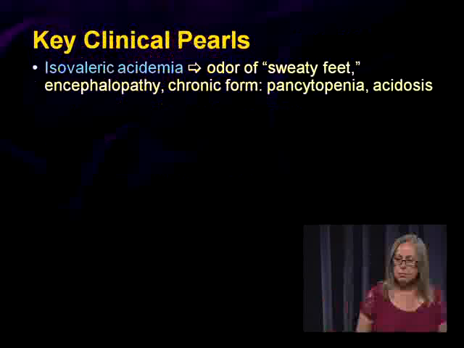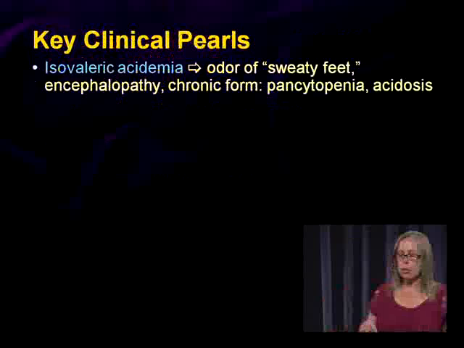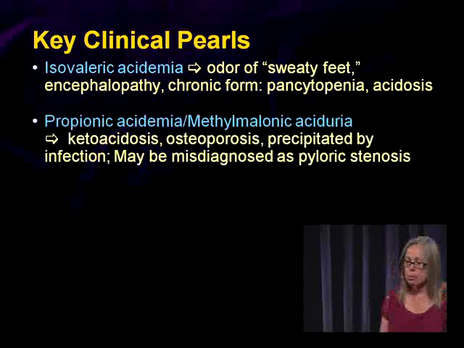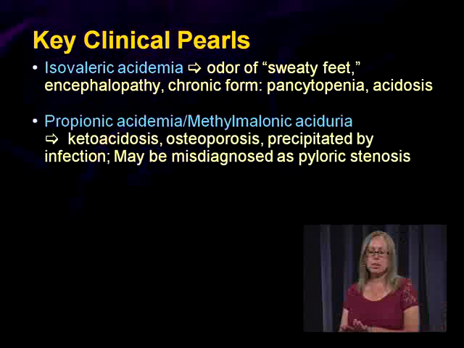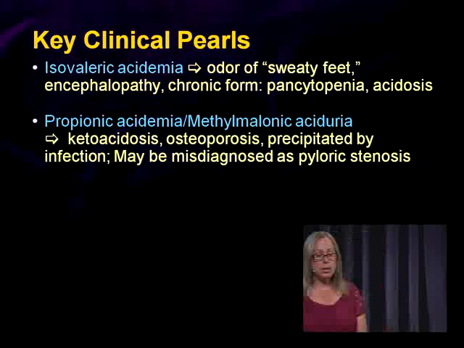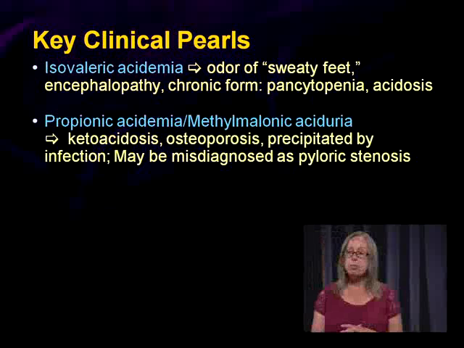Okay, so isovaleric acidemia is the odor of sweaty feet. It gives you an encephalopathy. The chronic form can have pancytopenia and chronic acidosis. Propionic and methylmalonic present with ketoacidosis, can also have osteoporosis, and an event can be triggered by infection, and may initially be misdiagnosed as pyloric stenosis with the amount of vomiting that's going on.